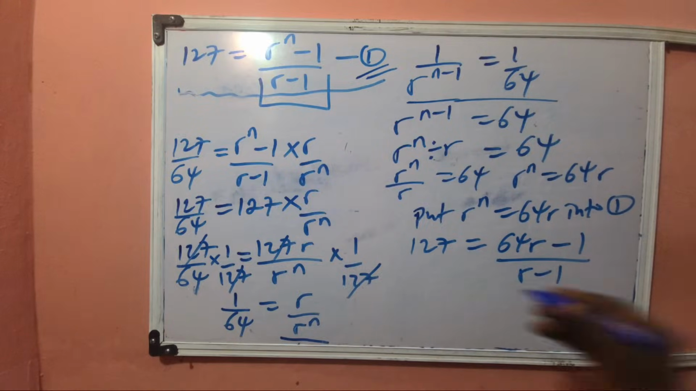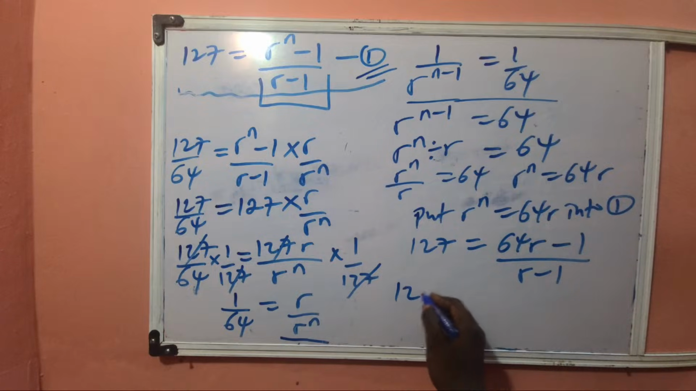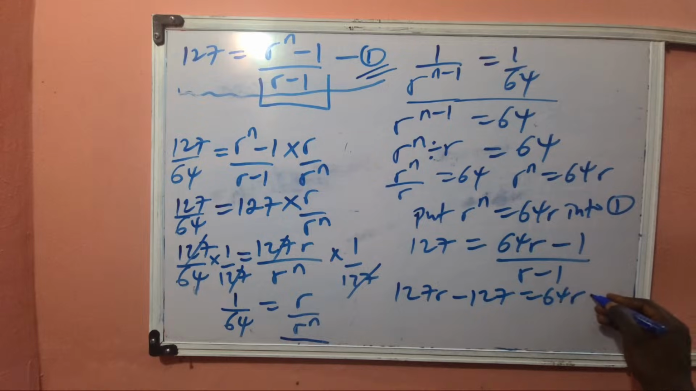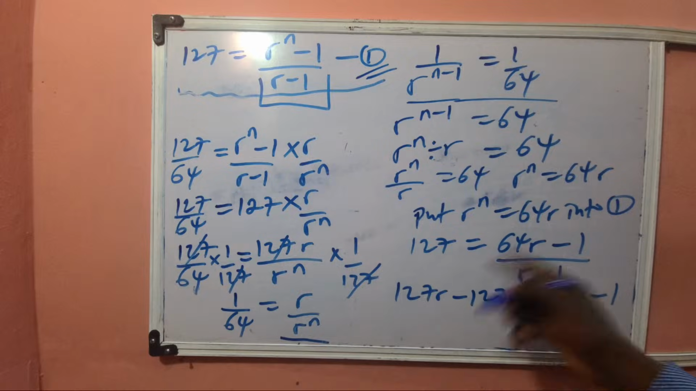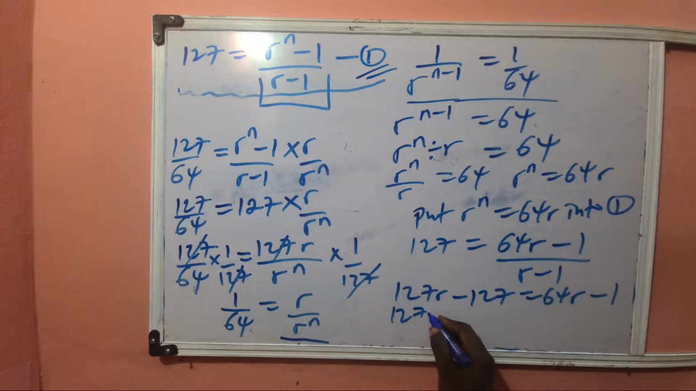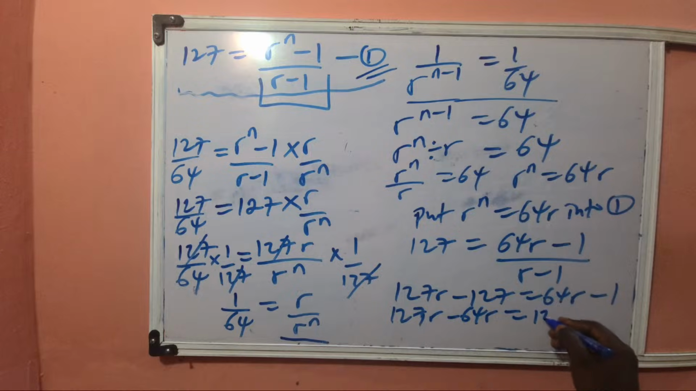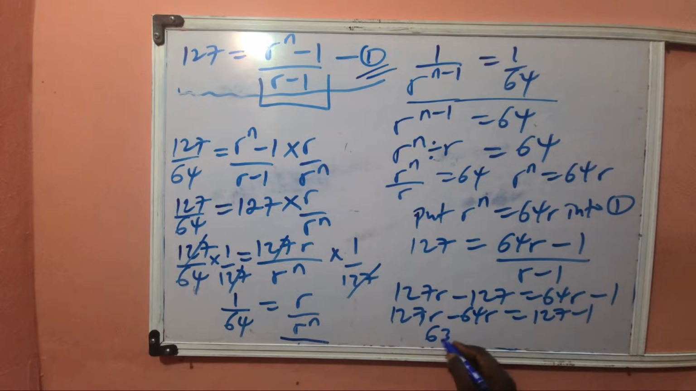Right? So if I cross multiply, this will be 127r minus 127 equals 64r minus 1. All right, bring 127r, collect like terms, minus 64r equals 127 minus 1. So this will be 63r equals 126. In this case, I know my r is equal to what? 2.